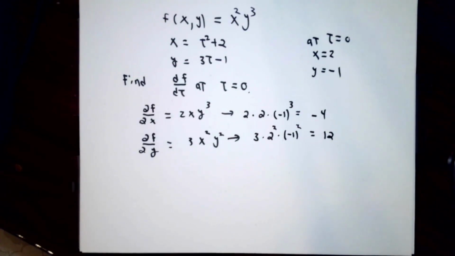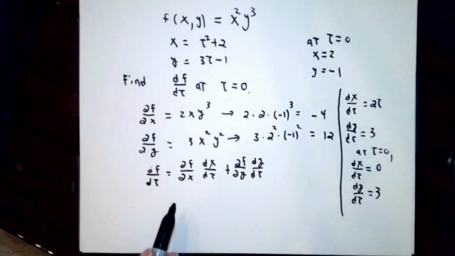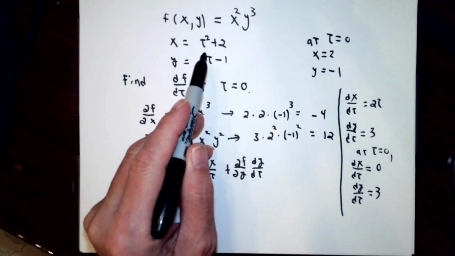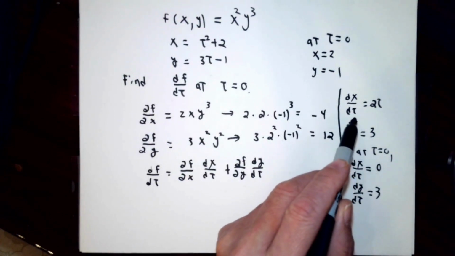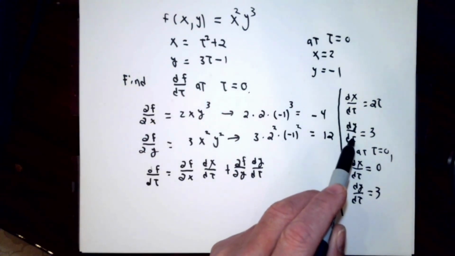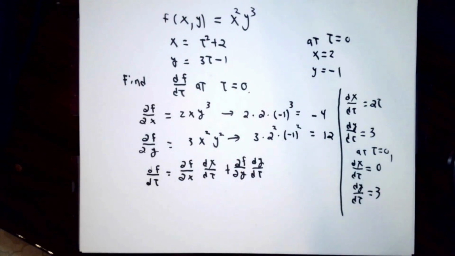To use my chain rule formula, I also need to know the values of dx/dt and dy/dt when t is 0. x is t squared plus 2, so dx/dt is 2 times t. y is 3 times t minus 1, so dy/dt is always equal to 3. At t equals 0, dx/dt is 2 times 0, and dy/dt is always 3. We now know this number, that one, and we'll be able to calculate the rate of change of the function along this curve at the point that we're interested in.